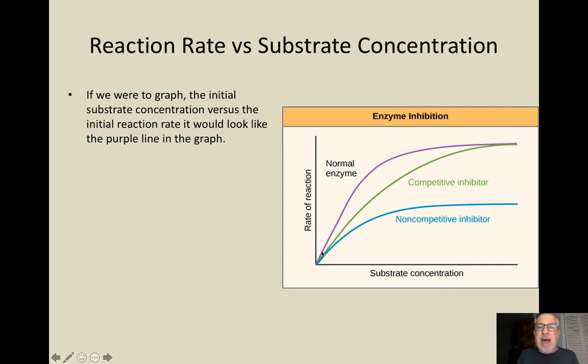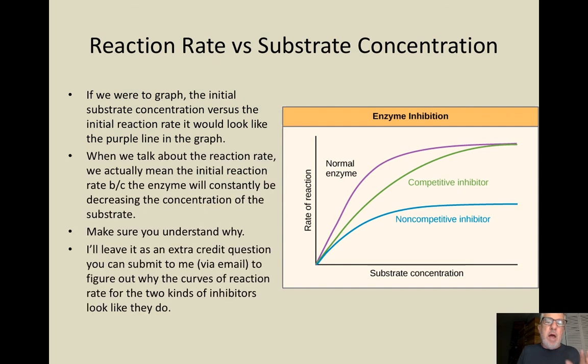If we make a graph of the initial rate of reaction versus the initial substrate concentration, it'll look like this for a given amount of enzyme. It'll look like an asymptotic curve. And no matter how much more substrate you add, at some point you can't get a higher amount of product formed because there just aren't enough enzymes in there. I'll leave as extra credit for you why the curve for a competitive inhibitor looks like this and why the curve for a non-competitive inhibitor looks like this.